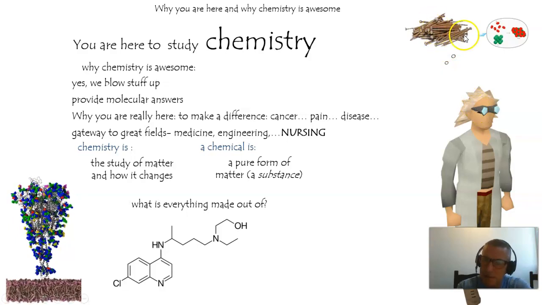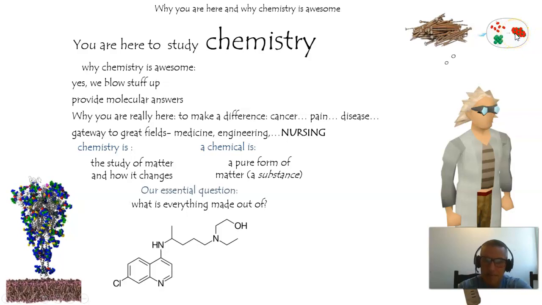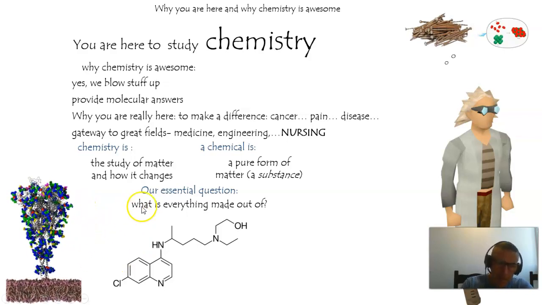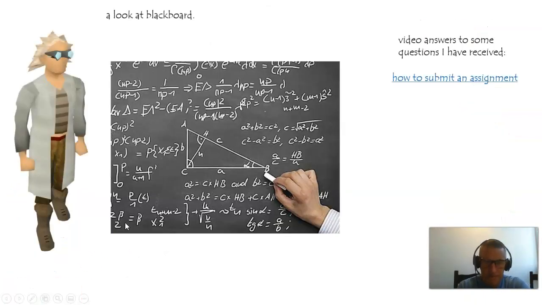If you see a rusty nail, I hope you're thinking about things like iron oxide. The essential question we'll be asking for these 5.5 weeks is, what is everything made out of? What is this virus made out of? How can we kill it without killing us? How can we deal with it? How can we attenuate it and then use that as a drug?